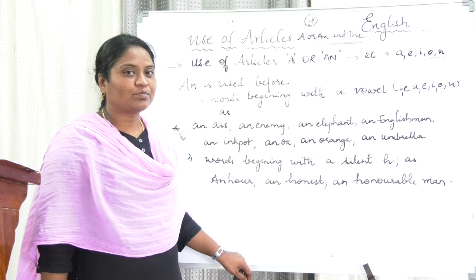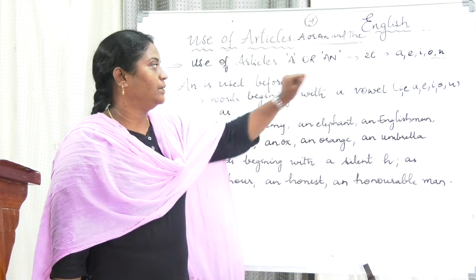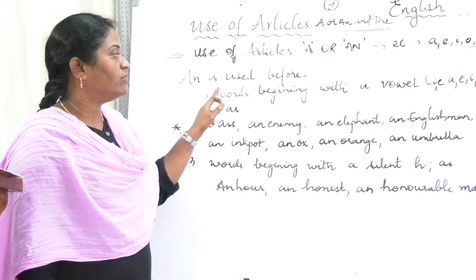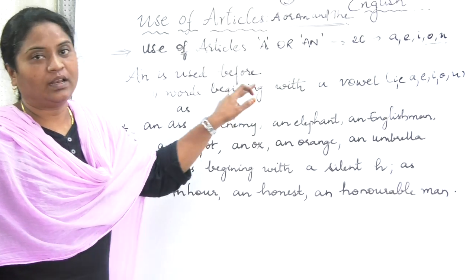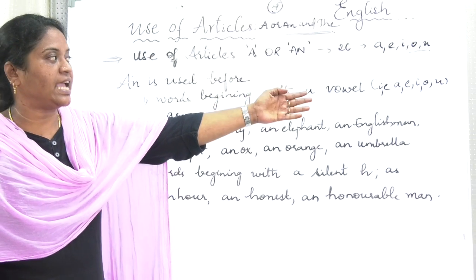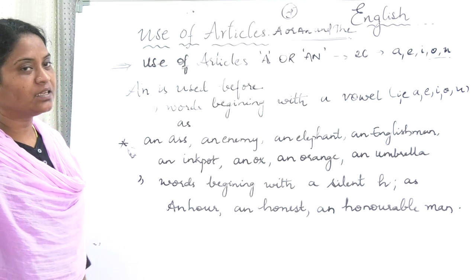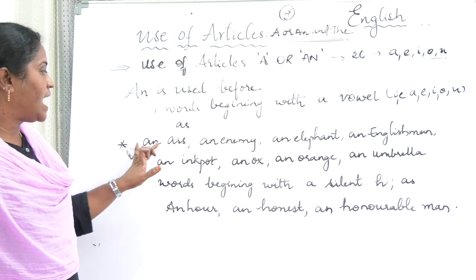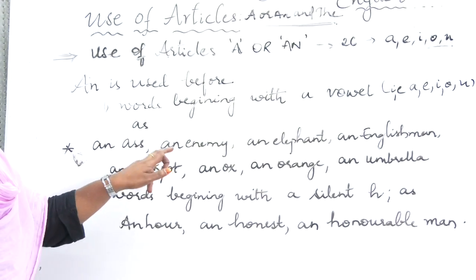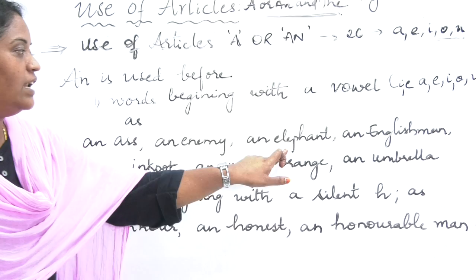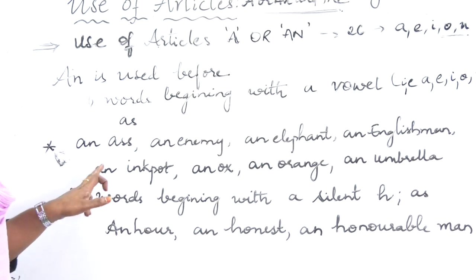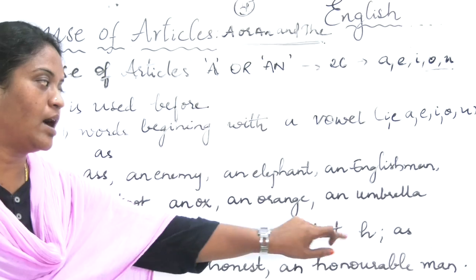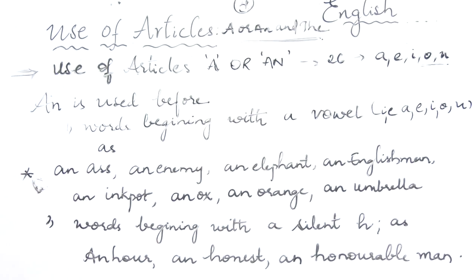Now let us discuss the use of the article an. An is used before words beginning with a vowel. We have discussed that A, E, I, O, U are called vowels. So let us see a few examples here: an ass, A is a vowel; an enemy, an elephant, an Englishman, an import, an ox, an orange, an umbrella. Okay, these are a few examples.